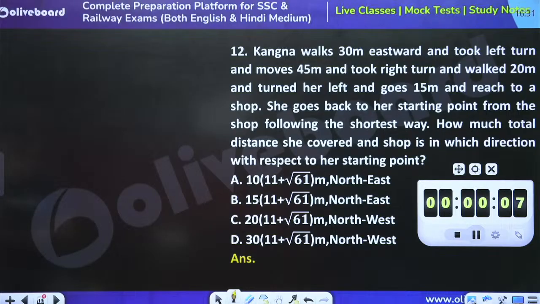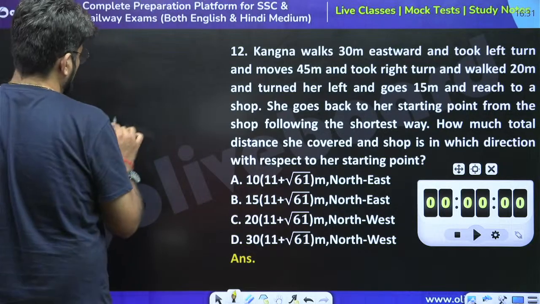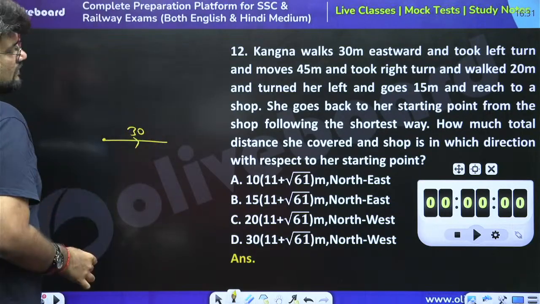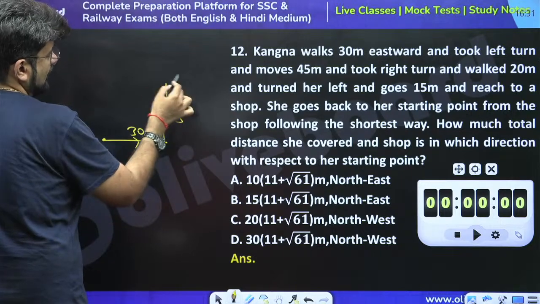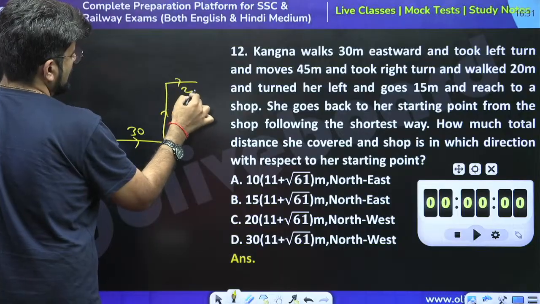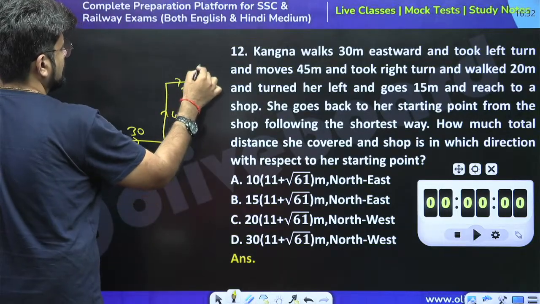This is also a good question. Okay. See, Kangana walks 30 meters eastward and took a left turn. She moves 30 meters eastward and then took a left turn. Moves 45 meters, then took a right turn and walked 20 meters and took a left and goes 15 meters to reach a shop.